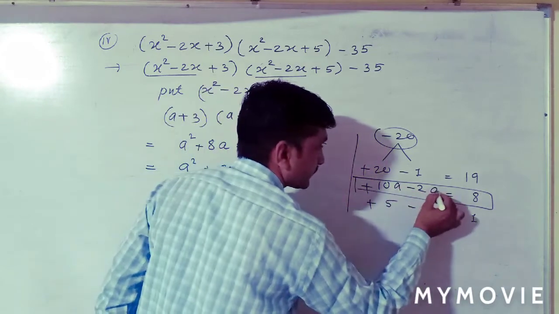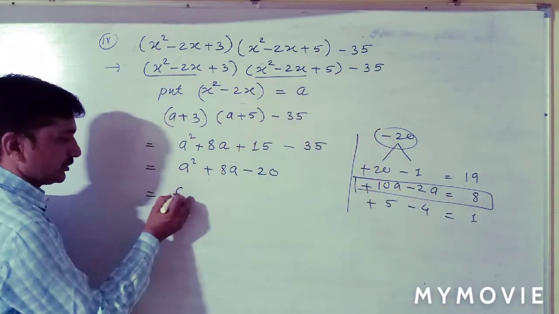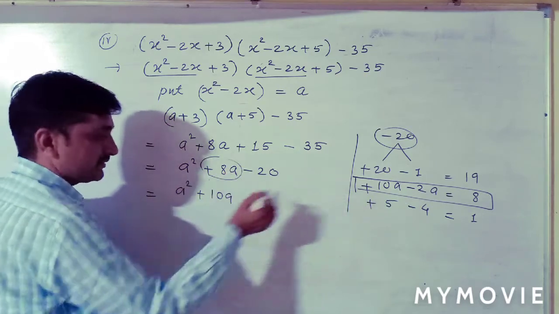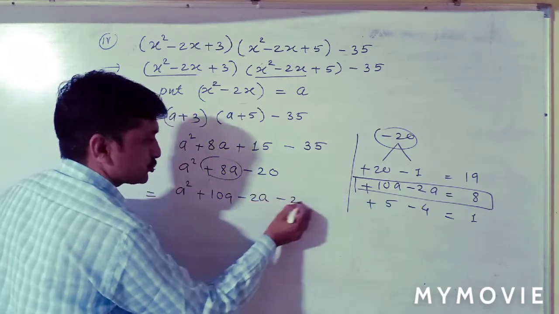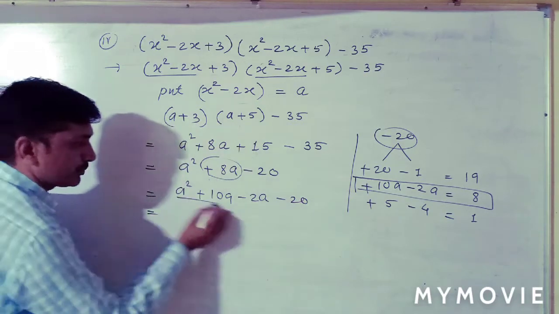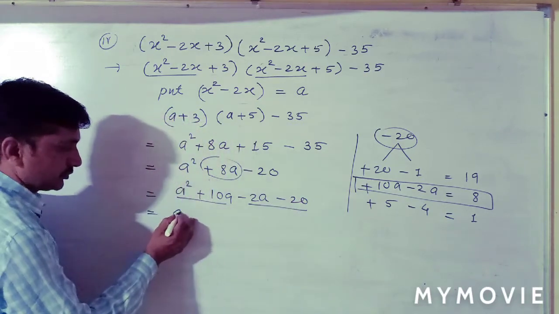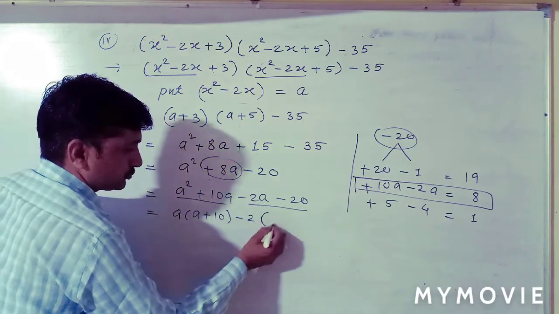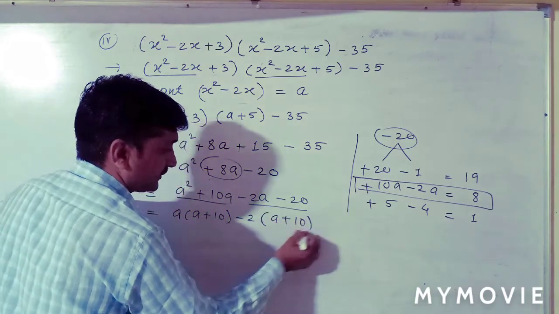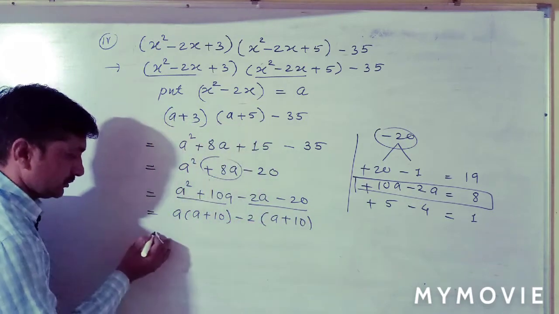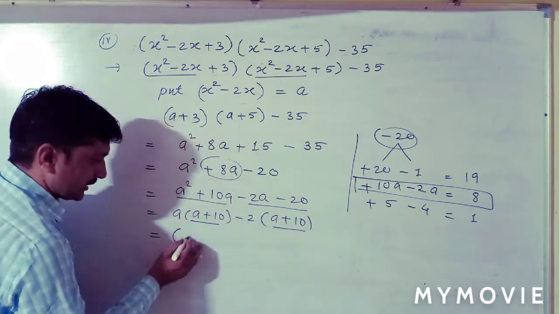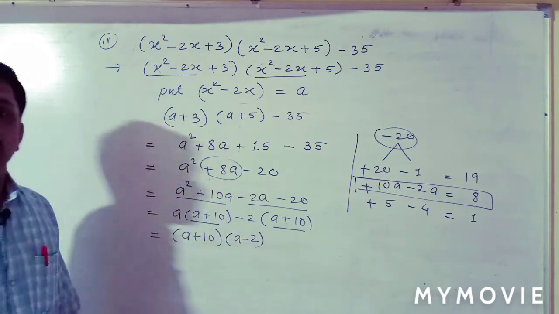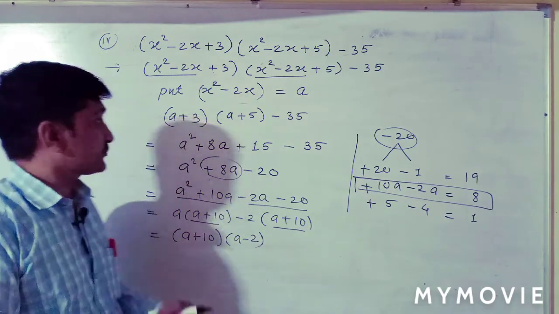Variable a. Now replacement. a square plus 10a, we are replacing this by these two, minus 2a minus 20. Grouping. What is common? a. a plus 10 is uncommon. Common minus 2, uncommon a plus 10. The sign will change because of the minus sign. Common bracket a plus 10, uncommon a minus 2. Now resubstitute again.